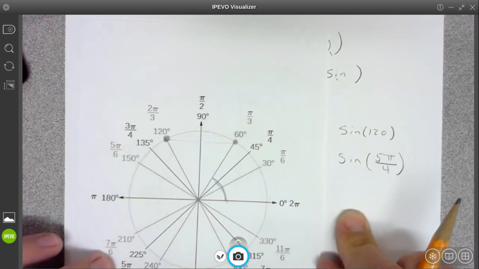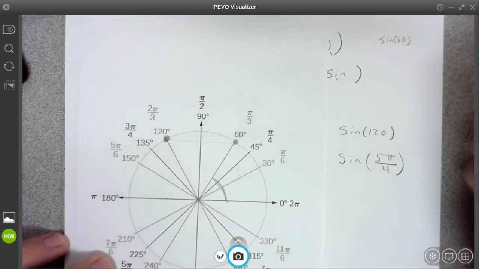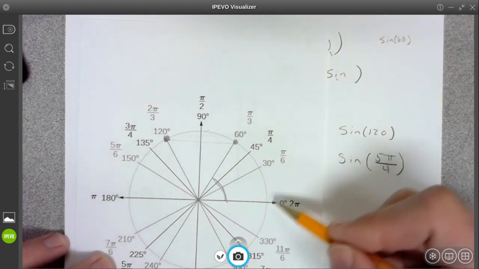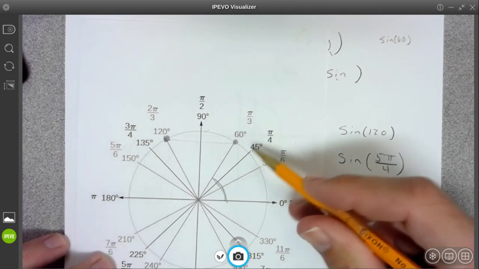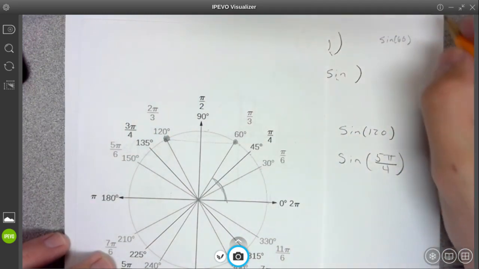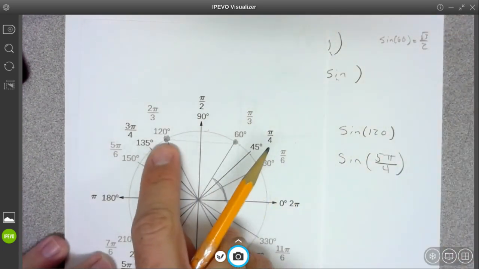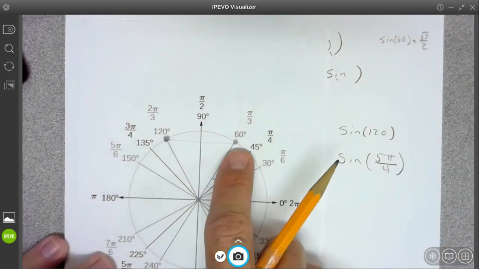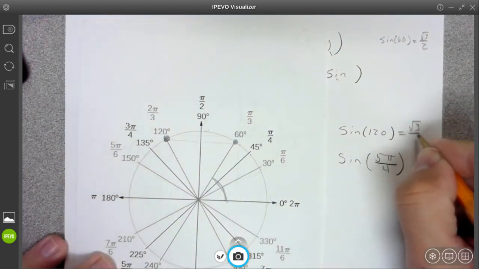If you have your spider web, you know that sine of 60, the way that worked for sine, it was 0, and then 1 over 2, and then root 2 over 2, and then root 3 over 2. So this is root 3 over 2, which means it matches this height right here. It's the same y value, same height. So we get square root of 3 over 2.